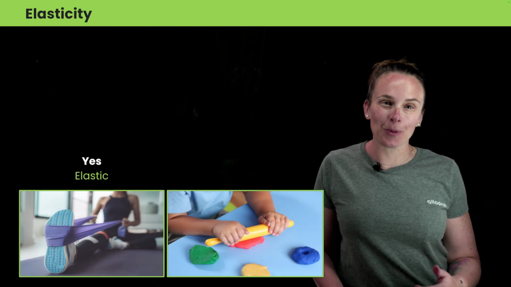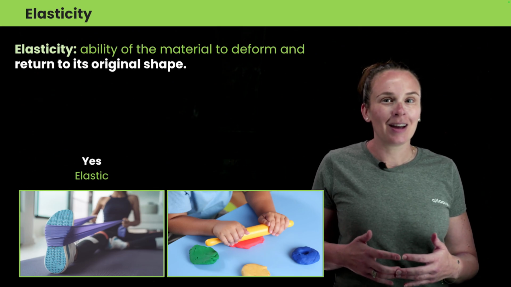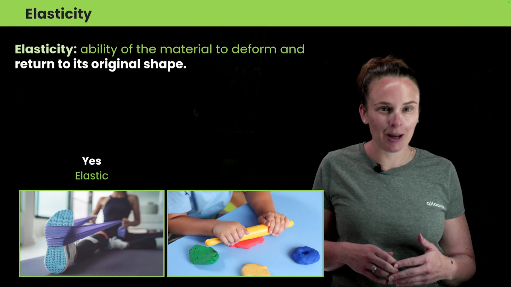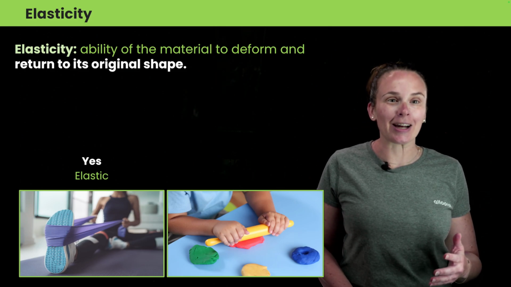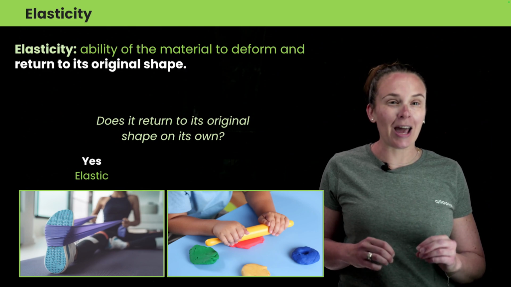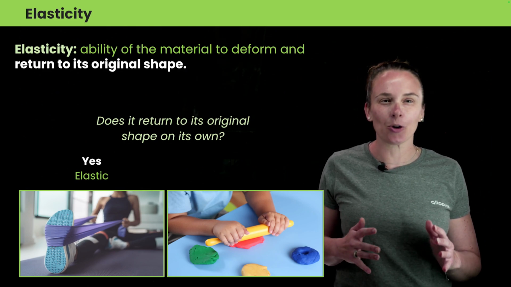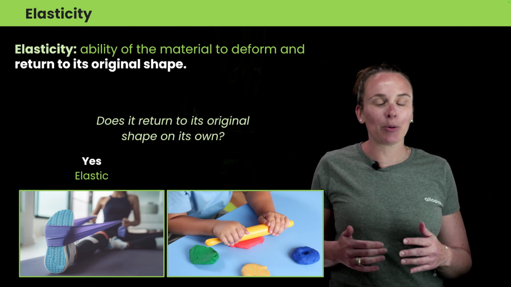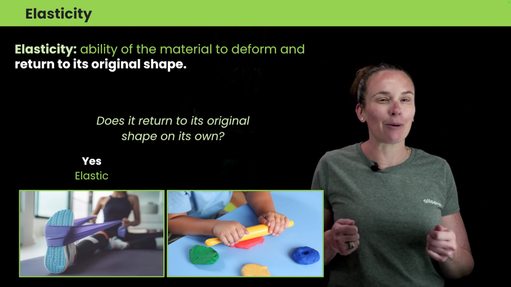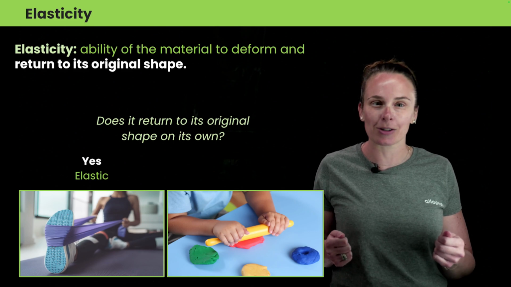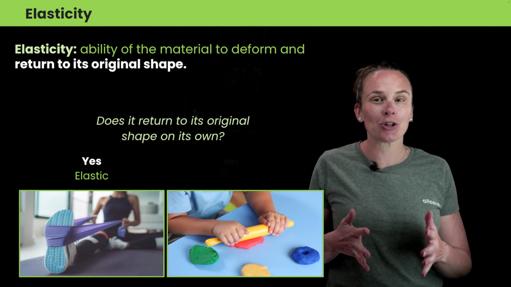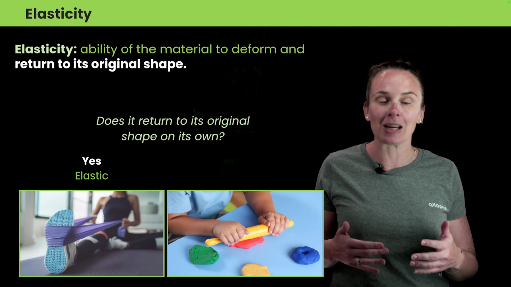Our next property that we're going to talk about is elasticity. Elasticity is the ability of the material to deform and return to its original shape. So again, we're going to ask ourselves a guiding question. Does it return to its original shape on its own? And that's really, really important, the on its own part. So if we take the example of an athletic rubber synthetic band, so you're doing that with your stretching or a muscular exercise, when you let go of that band, it will return to its original shape on its own. So it's considered to be elastic.